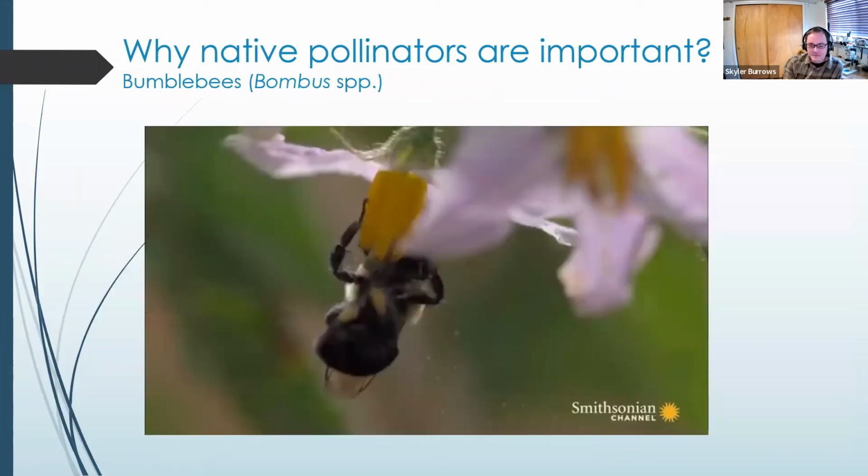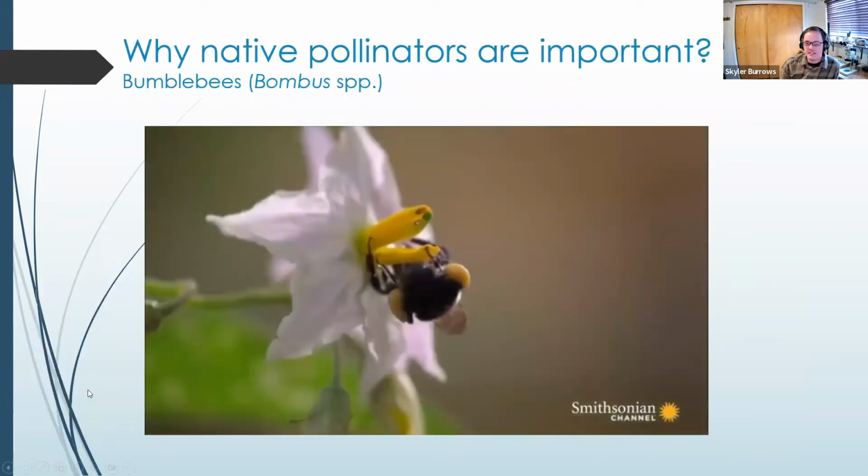And another good example of a native pollinator that we need for a lot here is our bumblebees. So tomatoes are not pollinated by honeybees. You need a technique called buzz pollination to release the pollen in a tomato flower. So here's an example of that. They kind of buzz their abdomen, and you can see as they buzz, it just dumps the pollen out.